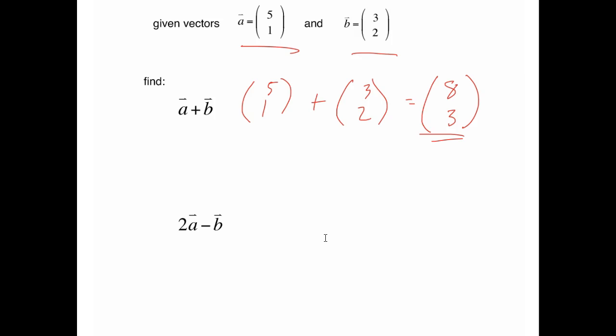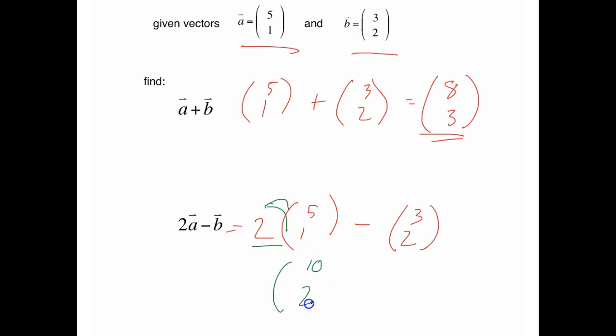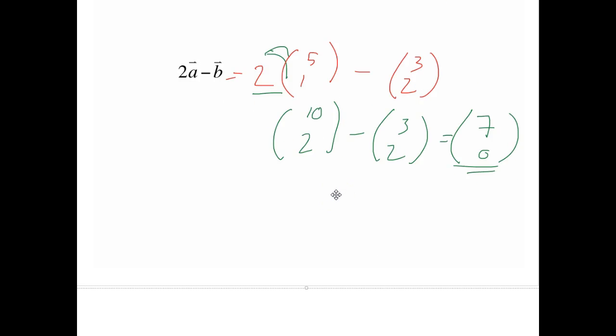And if you want 2A minus B, very similar. You just kind of follow what it says. So 2 times A minus B. So 2 times A, all you do is distribute that. We call that you distribute that number to both of those terms. So you're going to get 10, 2 minus 3, 2. Then subtract corresponding parts. So 10 minus 3 is 7. 2 minus 2 is 0. And that's it.